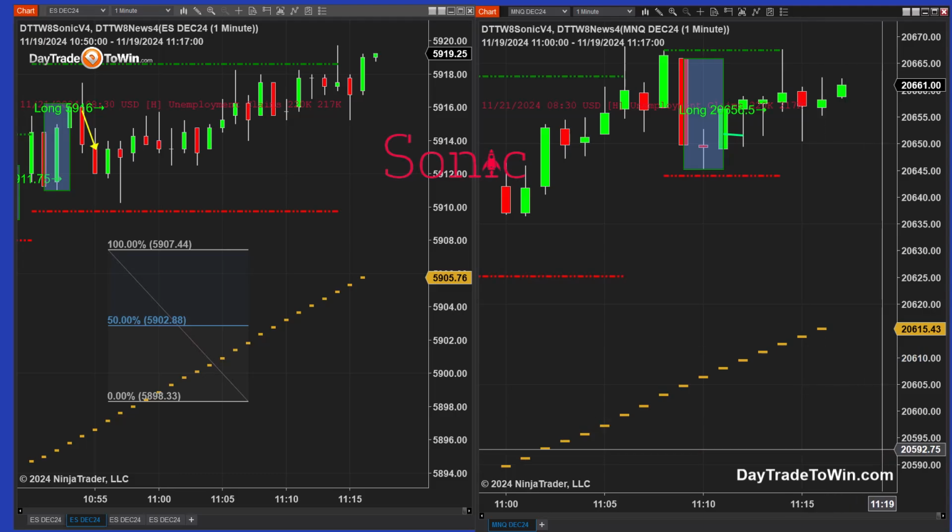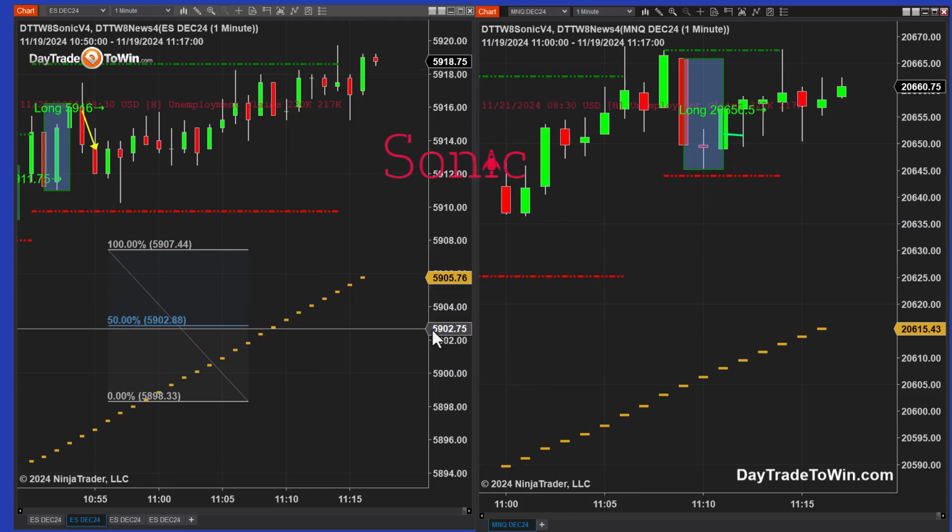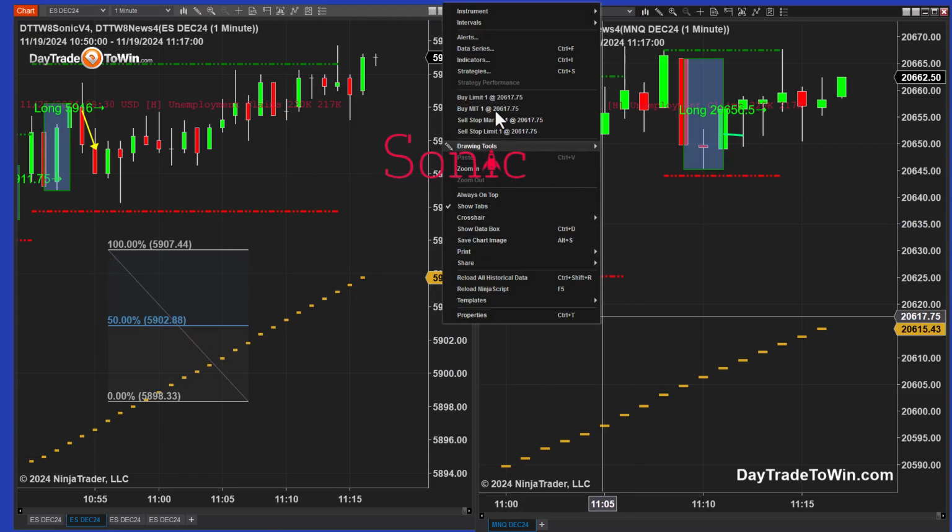Now, I use the ATM strategy to automate the targets and the stops. So once you enter into the market, you can have the exact target and stop. You can adjust it as you wish. I'm going to go over the back end of the software as well. So let me show you here what it looks like.